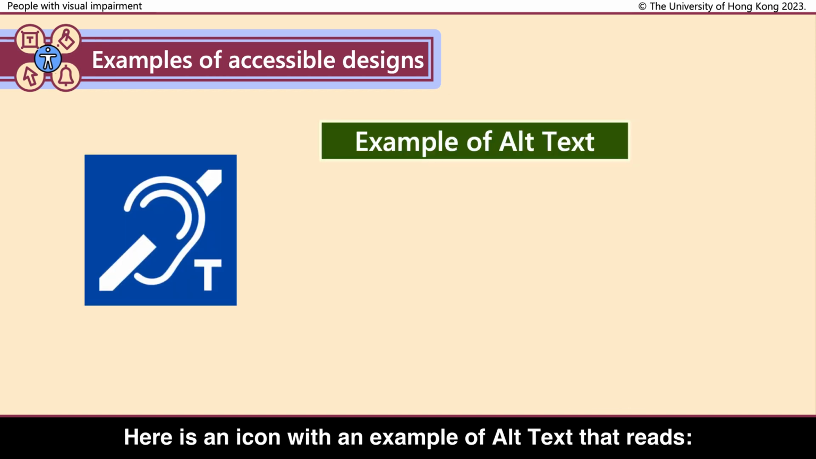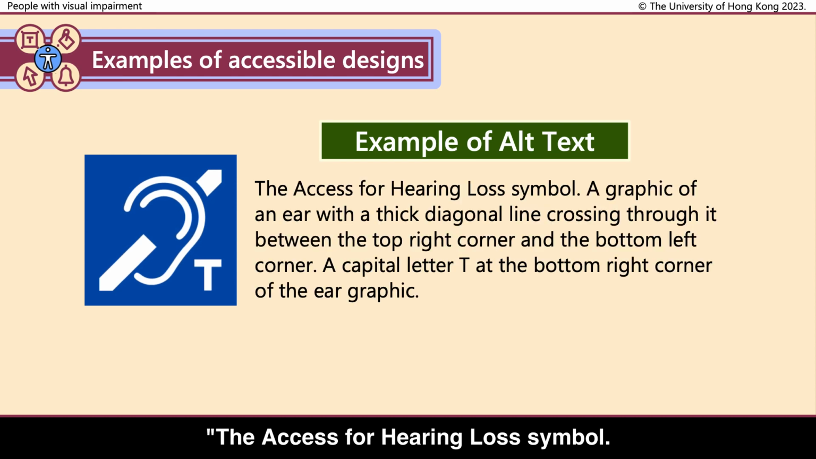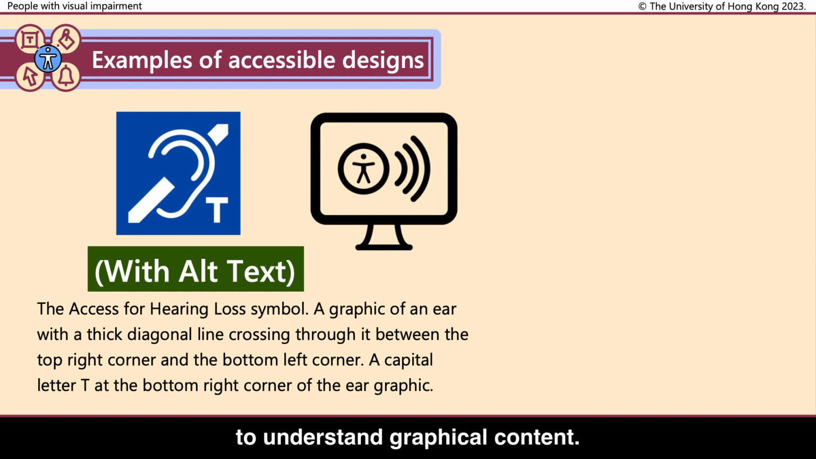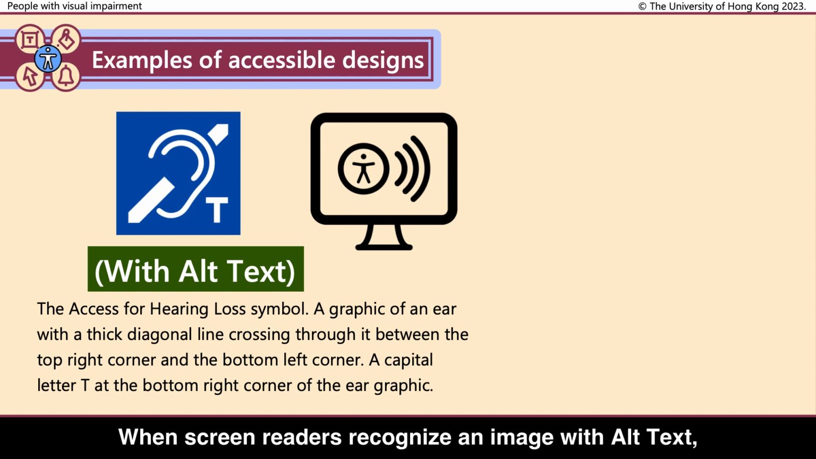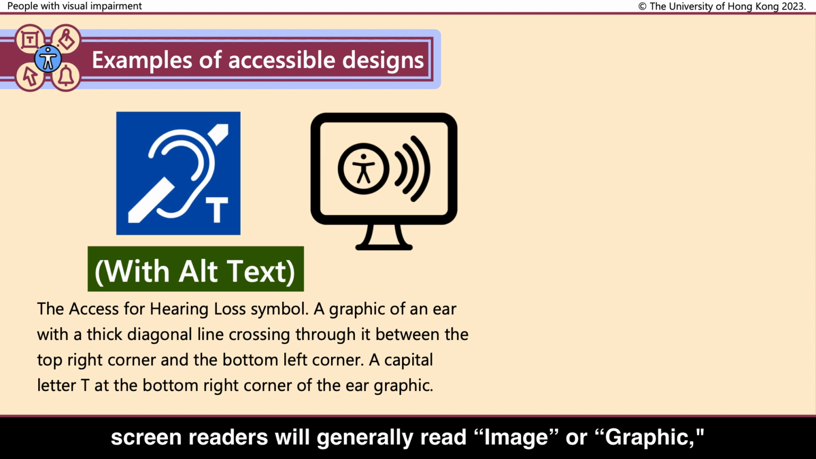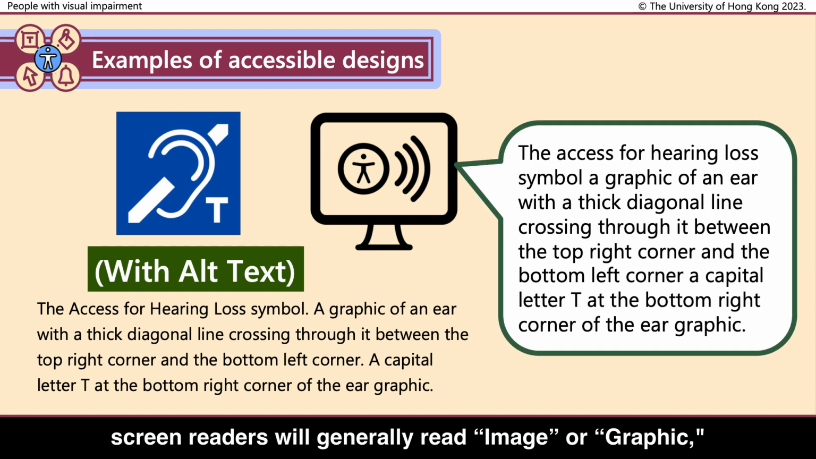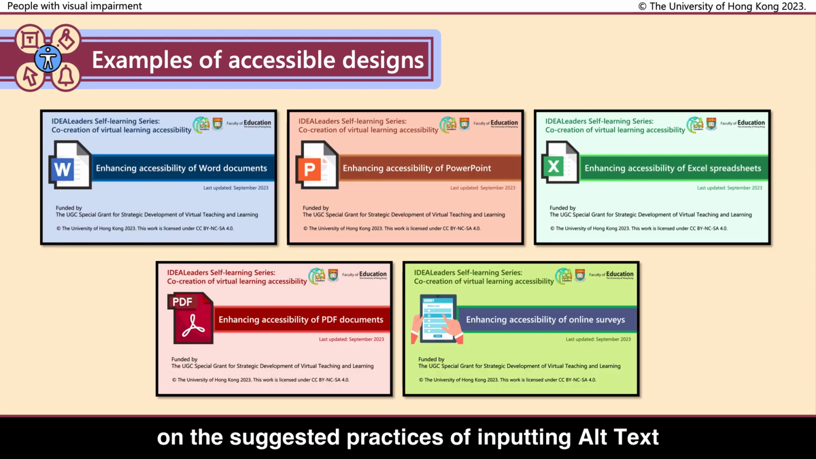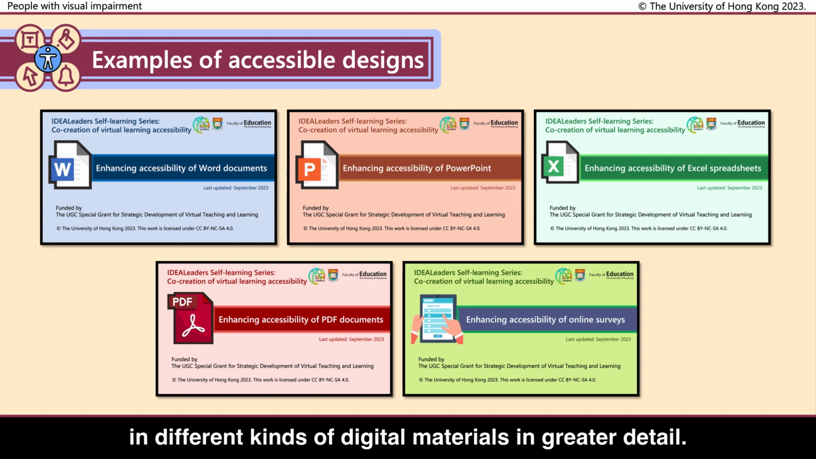Here is an icon with an example of alt text that reads, "The access for hearing loss symbol. A graphic of an ear, with a thick diagonal line crossing through it, between the top right corner and the bottom left corner. A capital letter T at the bottom right corner of the ear graphic." Alt text enables users of assistive technologies to understand graphical content. When screen readers recognize an image with alt text, screen readers will generally read image or graphic along with the associated alt text. You are encouraged to refer to the other module on the suggested practices of inputting alt text in different kinds of digital materials in greater detail.